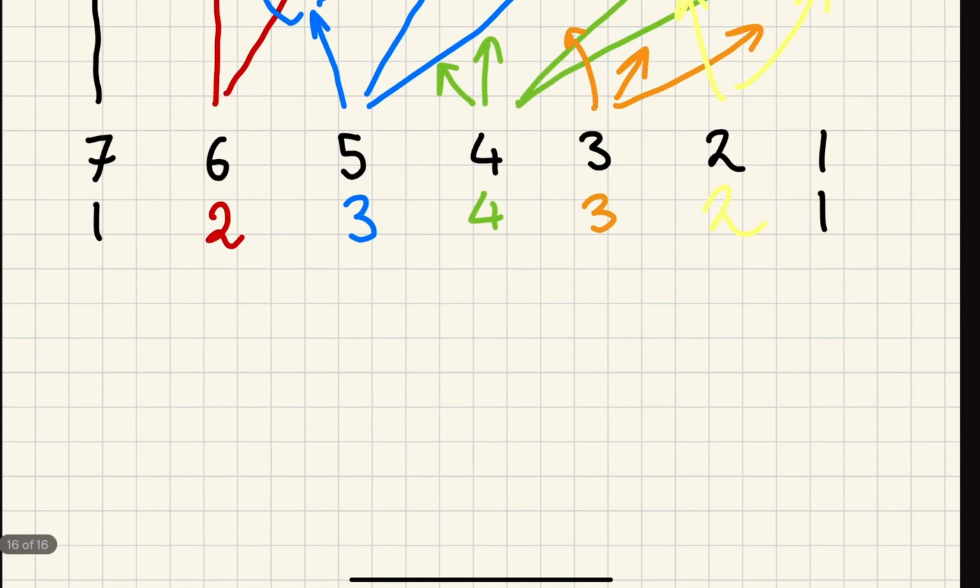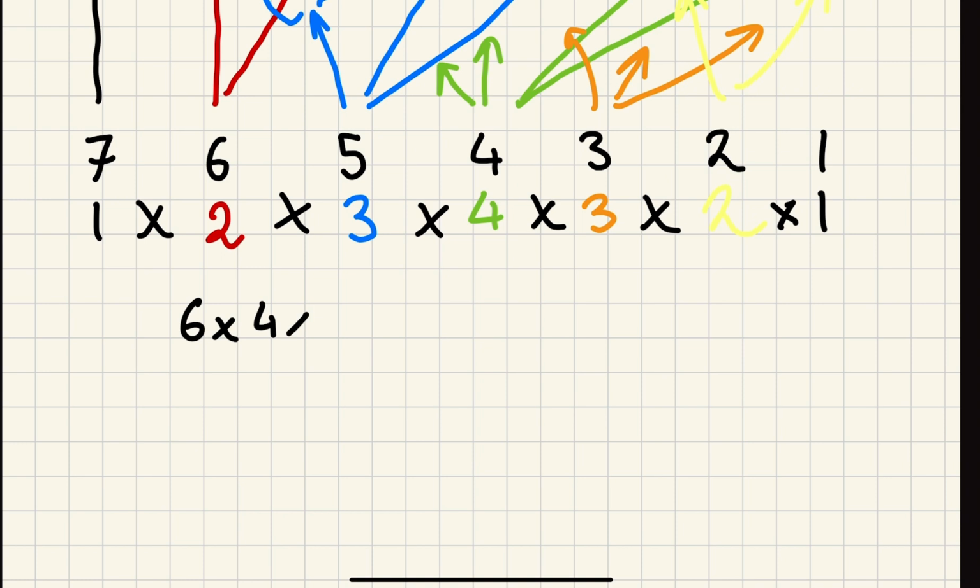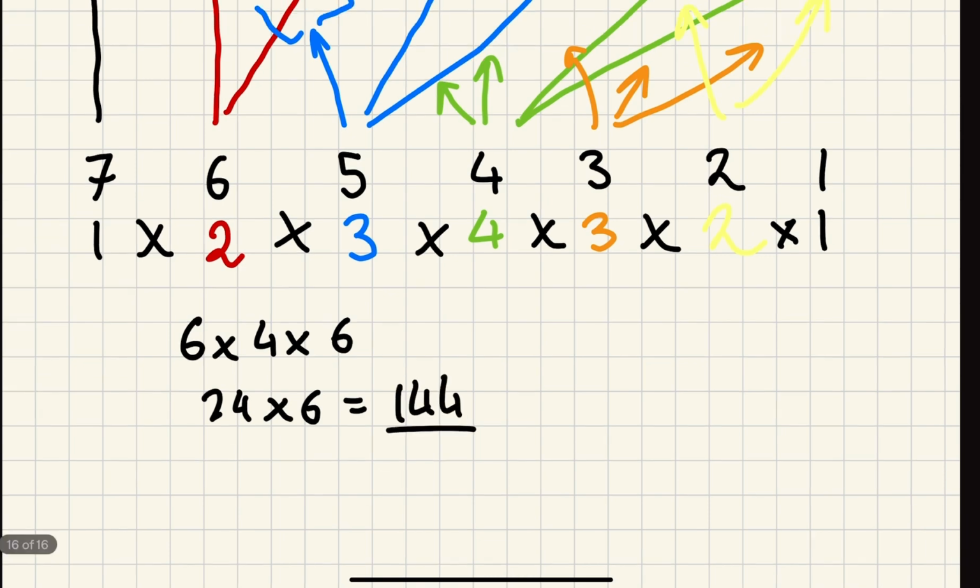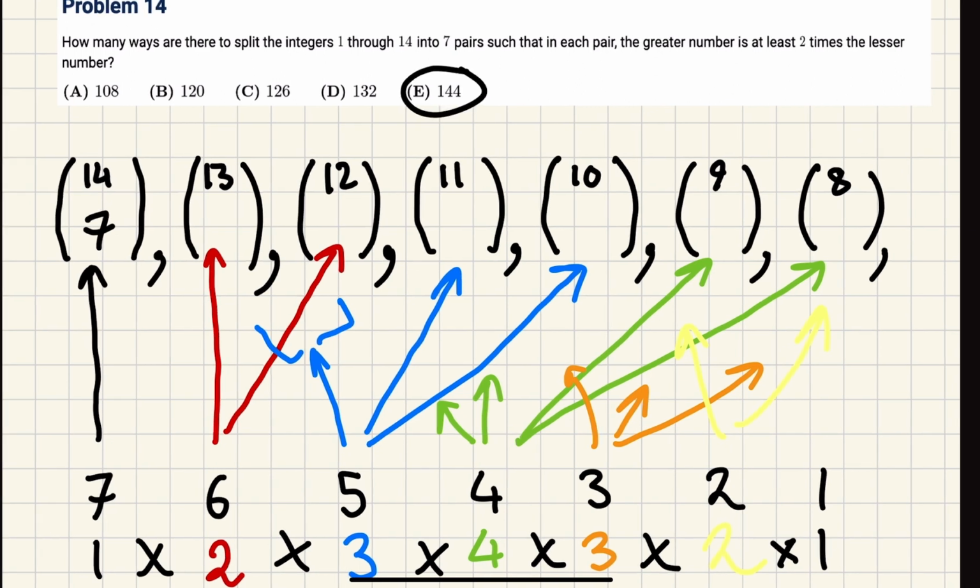Now we simply multiply these together. Okay, so we're going to get 6 times 4 times 6. 24 times 6 equals 144. So the answer is E.